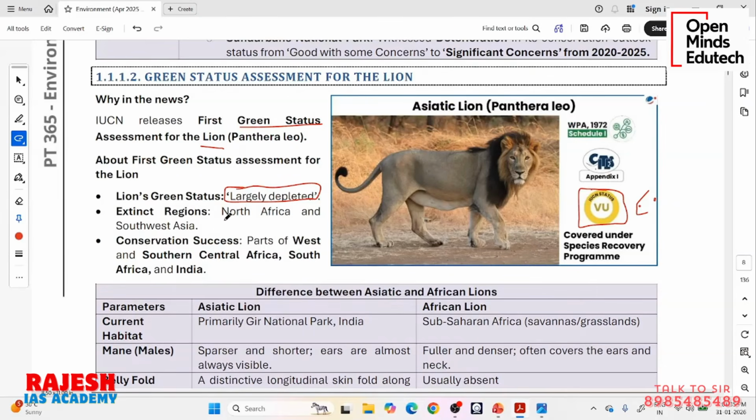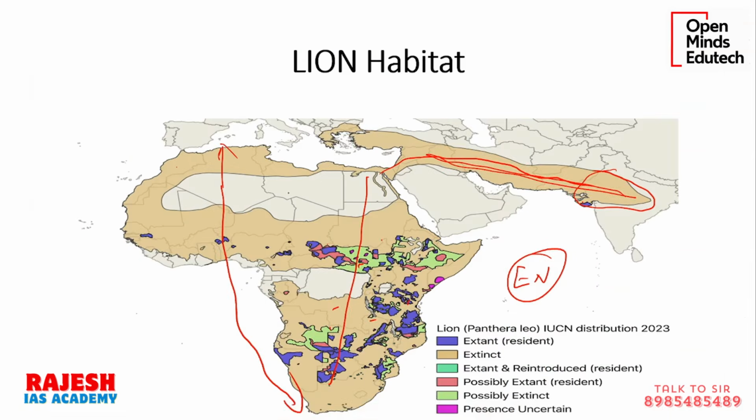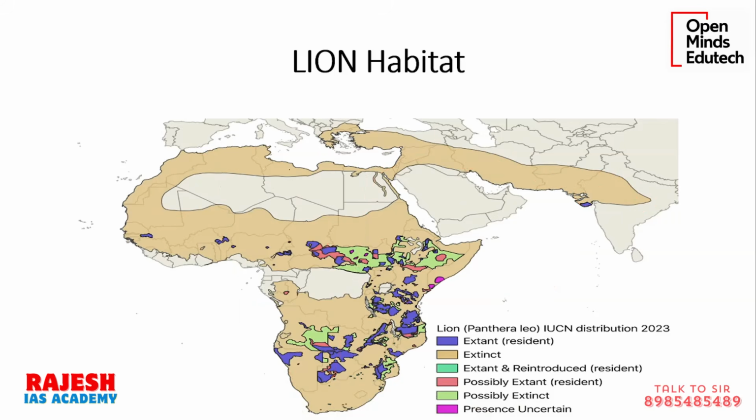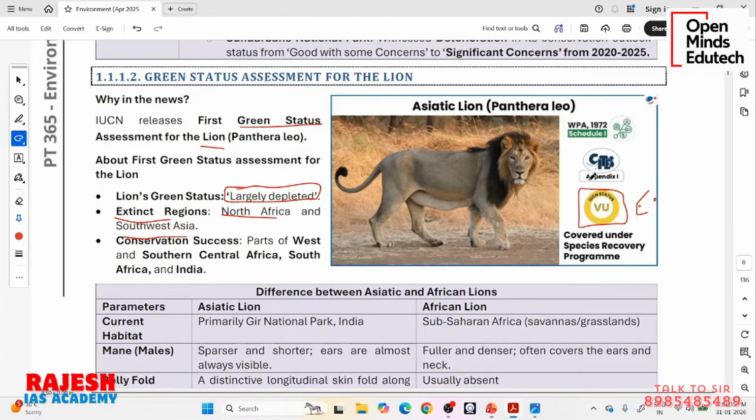Now, regions where it is extinct: from North Africa it has gone extinct, and Southwest Asia. Okay, from North Africa it has gone extinct, and South Asia it has gone extinct, though maybe in India, in some region, it is living. Okay, South Asia it is extinct.